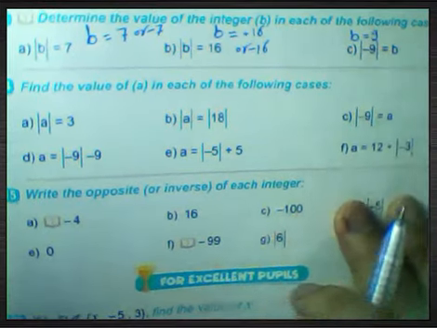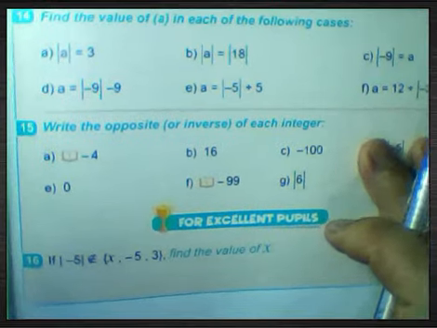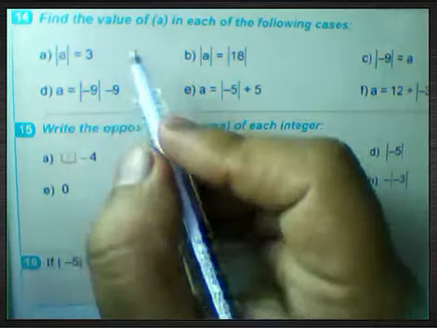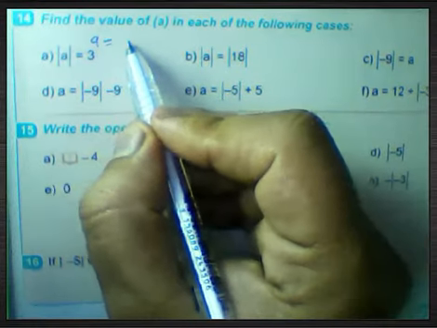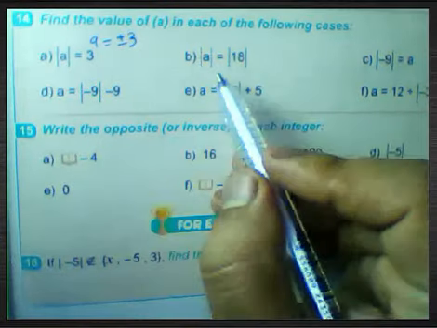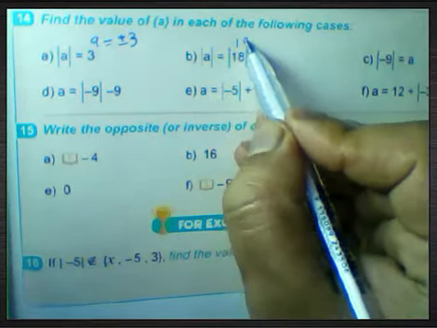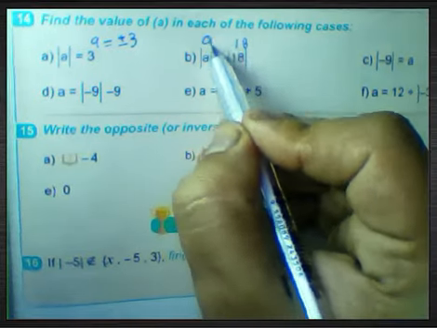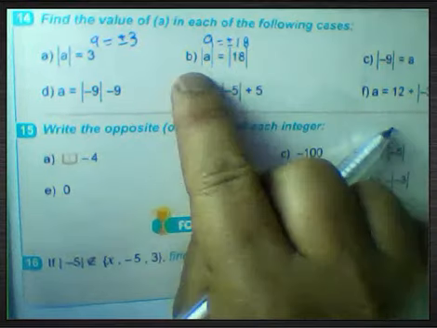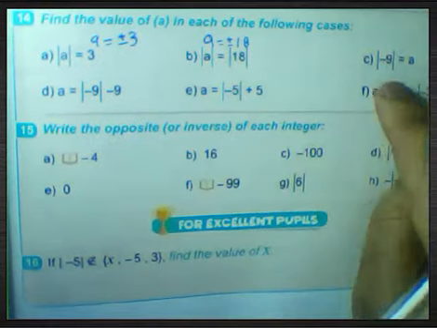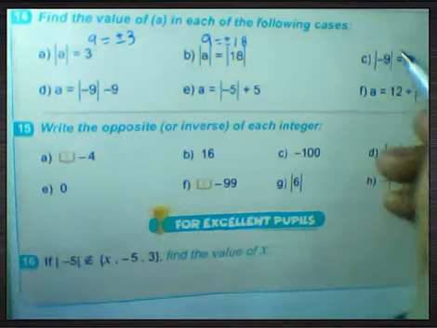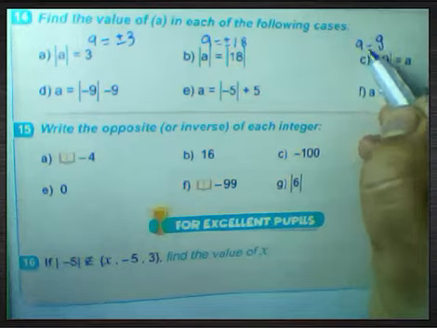9 only, okay? Question 14. Find the value of a in each of the following cases. Absolute value of a equals 3, so a will be positive or negative 3. The absolute value of a equals absolute value of 18, so a will be positive or negative 18. We have to answer this example and this example. Absolute value of negative 9 equals a, so a will be 9 only, okay?